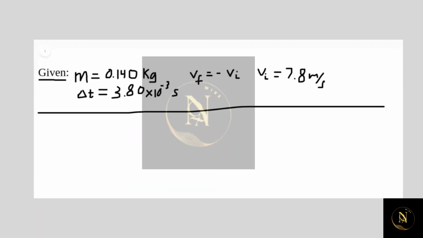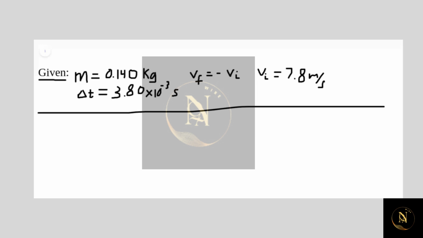Our question says that we have a ball which weighs 140 grams. So I write the mass as 0.140 kilograms, since we want to use SI units. That's traveling towards a wall, and it hits the wall and rebounds with the exact same velocity in the opposite direction as in which it started. So the initial velocity, VI, is minus the final velocity. And the initial velocity, we're told, is 7.8 meters per second.